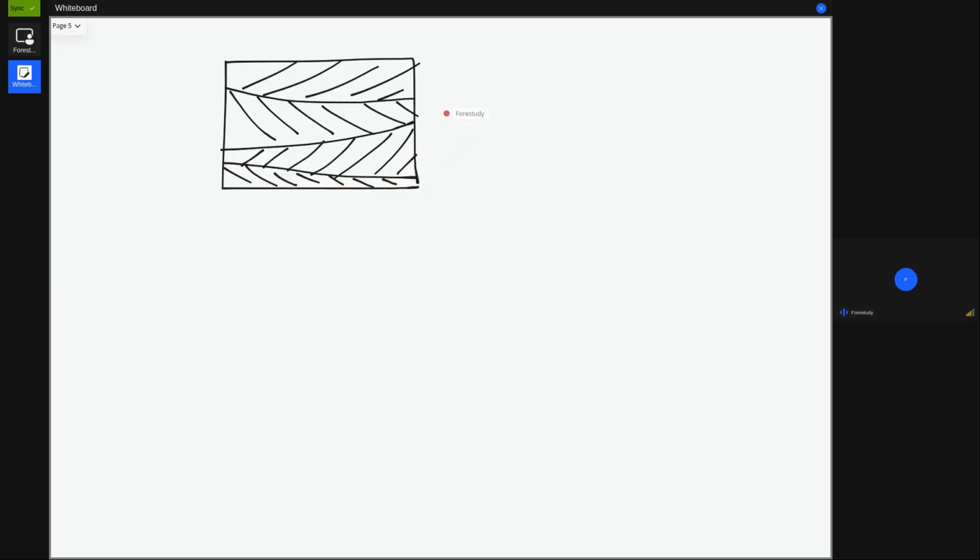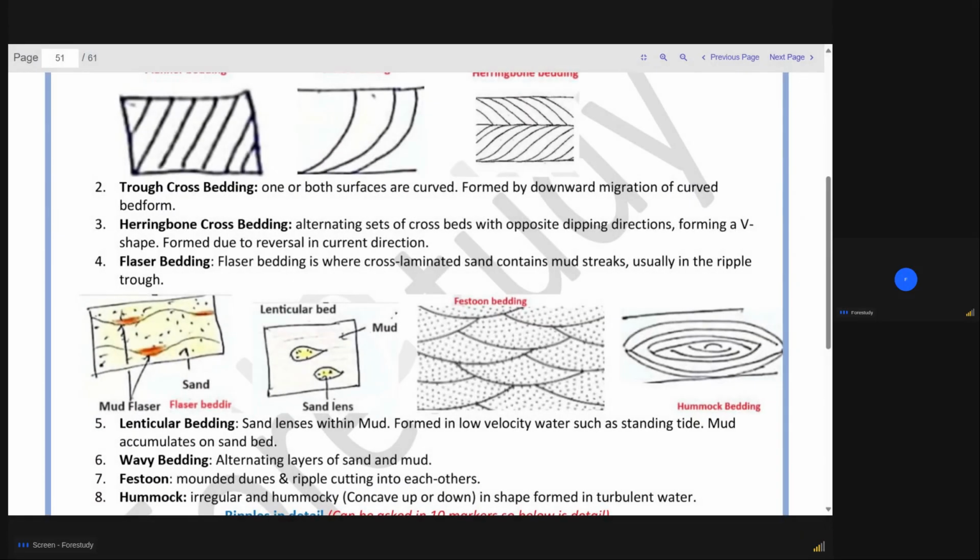Okay, this is a herringbone cross stratification. It can be because of the tidal current and ebb current. Both oscillatory currents in a tidal environment will give this type of herringbone cross stratification. Then we have fissure bedding.